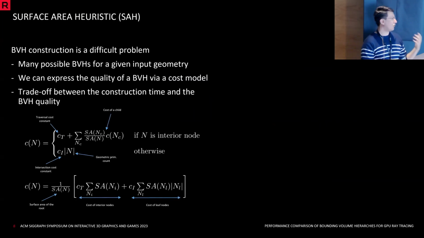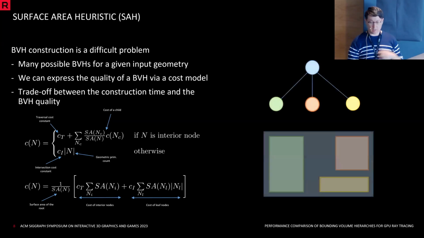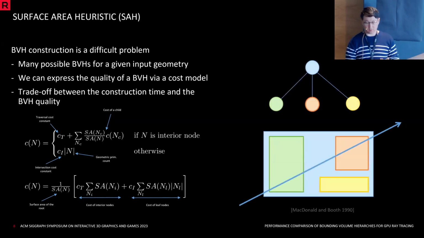So it's a very simple concept, but the BVH construction itself is a relatively difficult problem because there are many possible BVHs for a given input geometry. So we would like to somehow express the quality of a particular BVH. And to do that, we use something called the surface area heuristic, SAH in short.